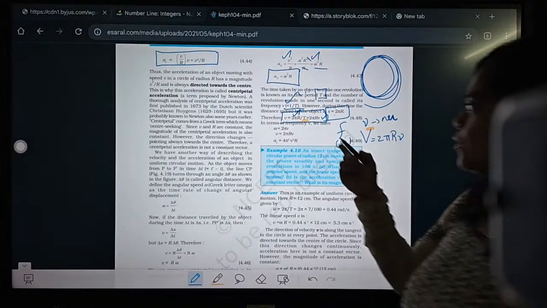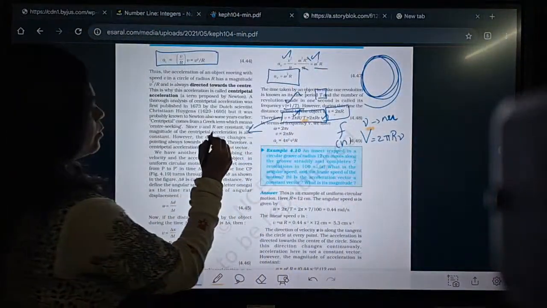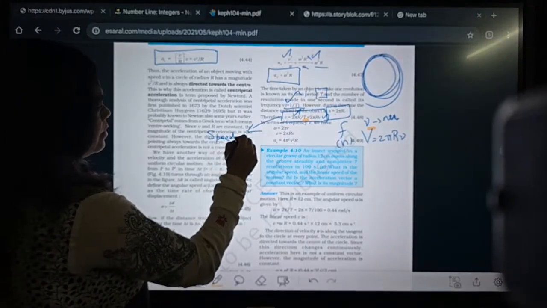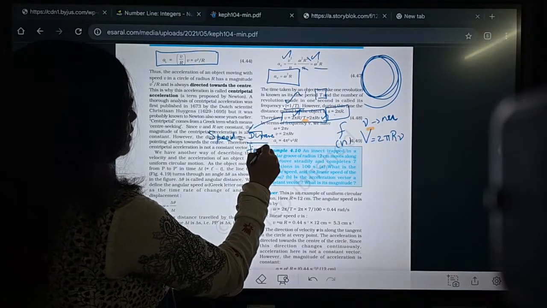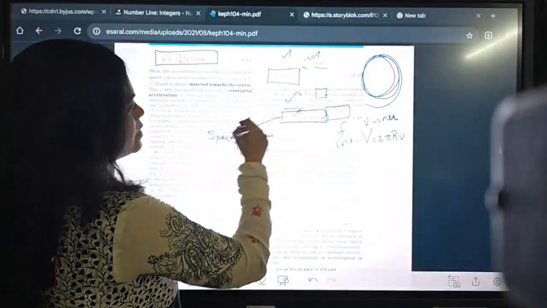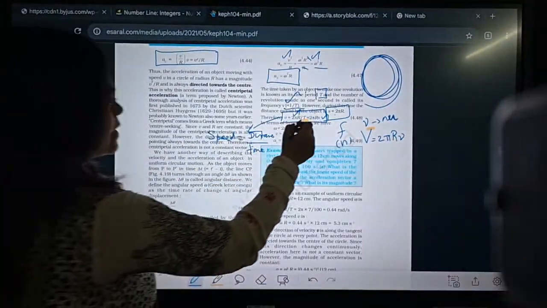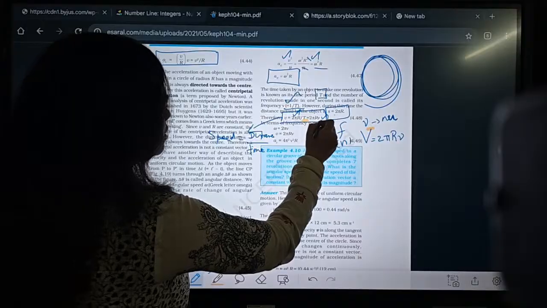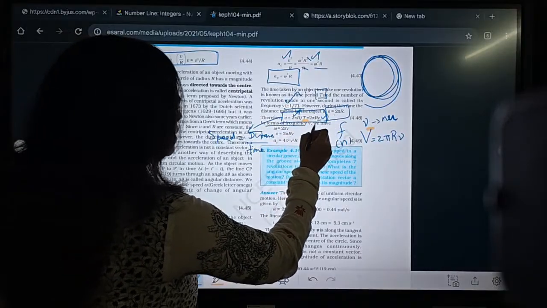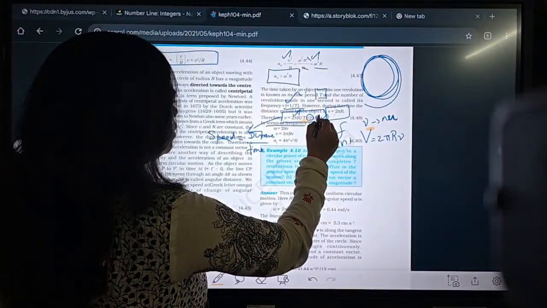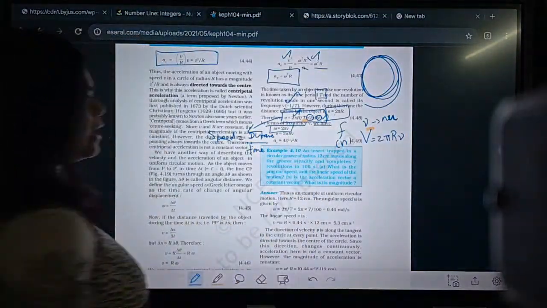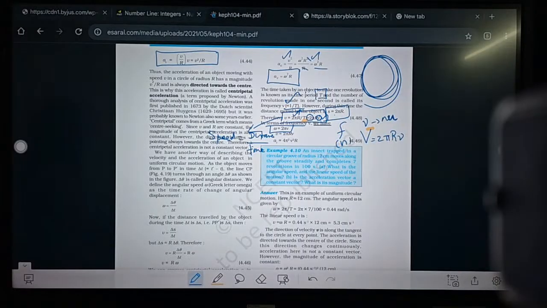Speed is equal to distance by time. That is the formula used here. What is the distance traveled by the particle? The whole distance is 2 pi r. The time period is capital T, and 1 by T is nu. In terms of frequency, 2 pi into nu will be omega, the angular velocity.